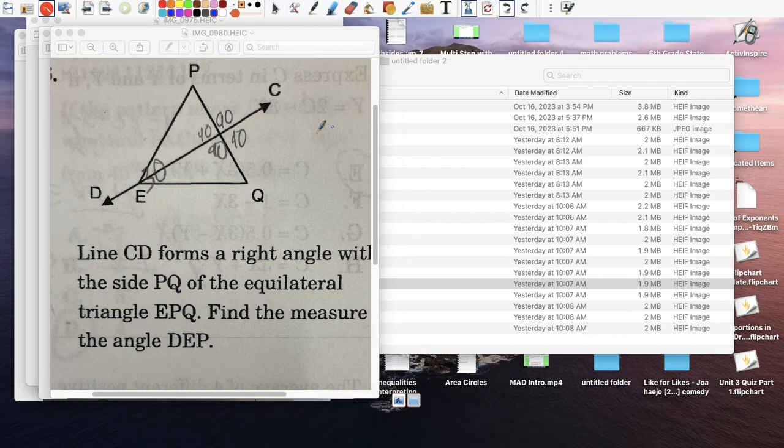We wanted this angle right here, right? That's the one we know. So we're given a little bit of information. Line CD forms a right angle, right? So you actually wrote 90, 90, 90, 90. So remember what I talked to you about. As long as I knew this angle over here, I can find the exterior angle. The piece of information that allows me to know what this angle is is that it's an equilateral triangle. So the original triangle EPQ is equilateral, so that means this guy's 60, this guy's 60, right?